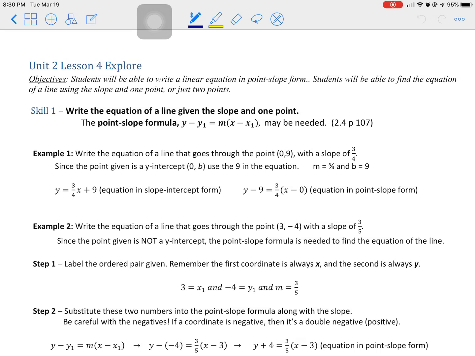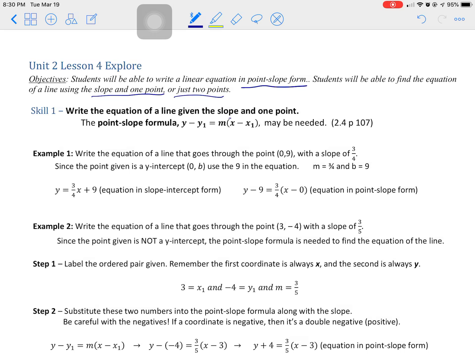All right, so lesson 4, explore. Students will be able to write a linear equation in point-slope form. Students will be able to find the equation of the line using slope and 1 point or just 2 points. All right, so skill number 1, write the equation of the line given 1 slope and 1 point.